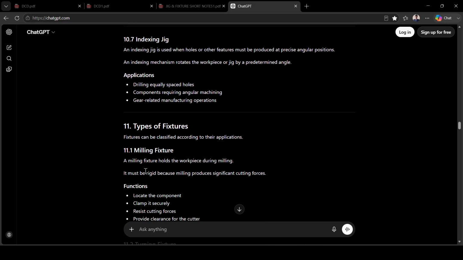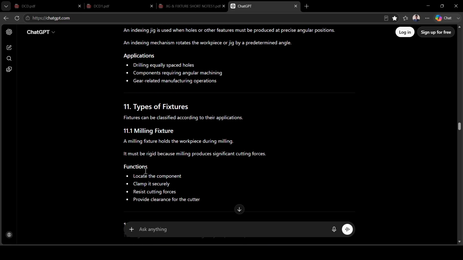Indexing jig. An indexing jig is used when holes or other features must be produced at precise angular positions. An indexing mechanism rotates the workpiece or jig by a predetermined angle. Application: drilling equally spaced holes, components requiring angular machining, and gear-related manufacturing operations.